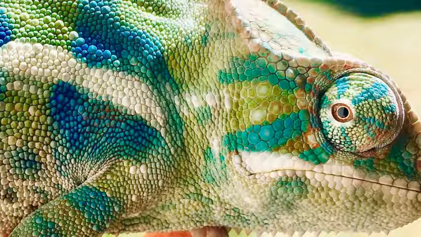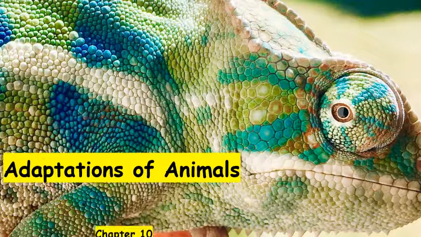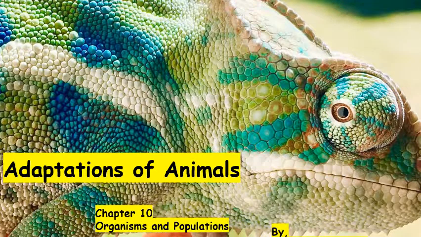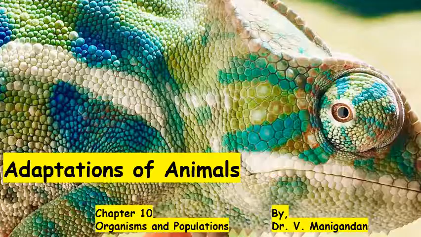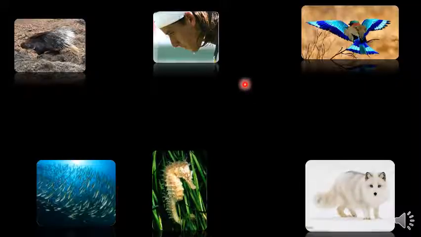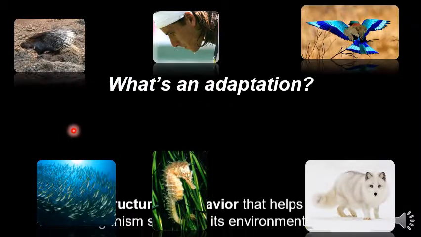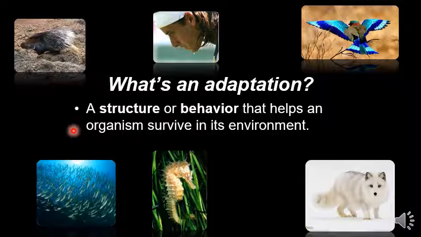So from this video we are going to learn an interesting topic which is adaptations from the chapter 10 Organisms and Population. So without further ado, let's get started. So what is an adaptation? In simple terms, adaptation can be a behavior or a physical appearance or some internal modification or changes that help the organism to survive and also to better fit in its environment. So in simple, a structure or behavior that helps an organism survive in its environment.